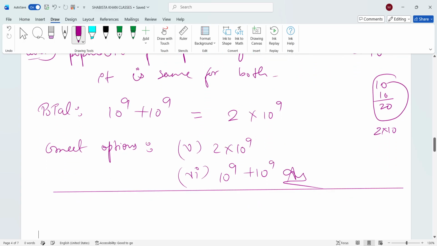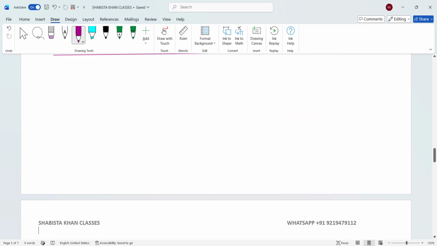So now come back to question number 13. Calculate and write the answer in scientific notation. Question number 13 में आपको करना है. If each person in the world had 30 pieces of clothing, find the total number of pieces.